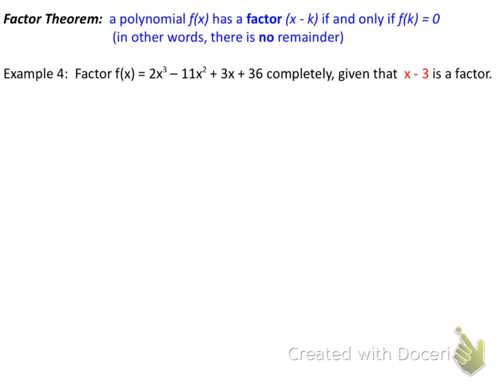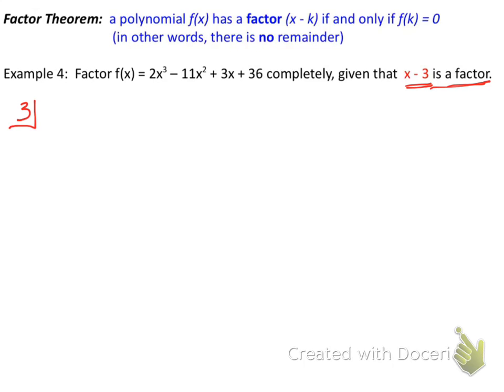Okay, so moving along, the factor theorem states that a polynomial f of x has a factor of x minus k if and only if f of k equals 0. In other words, there's no remainder. And so if you're given a problem, again this polynomial, and told that x minus 3 is a factor, that means when you do your synthetic division, you should get 0 in that final spot.